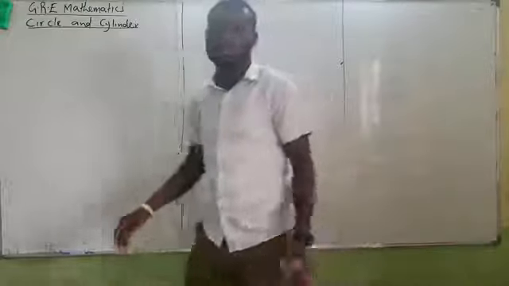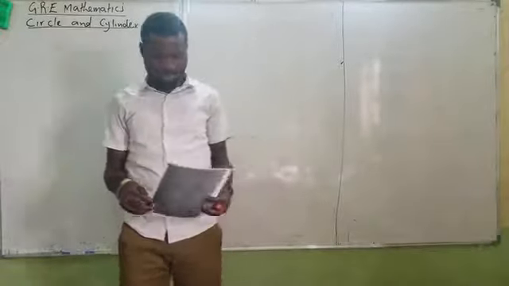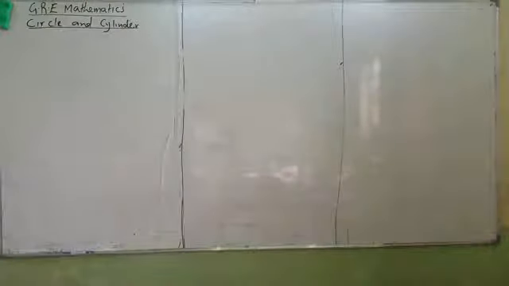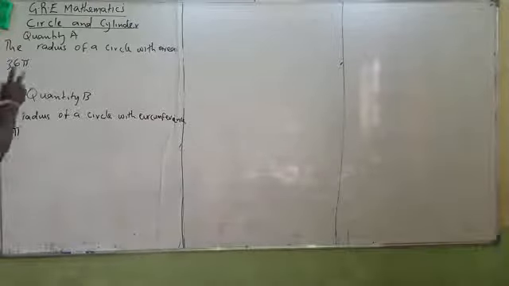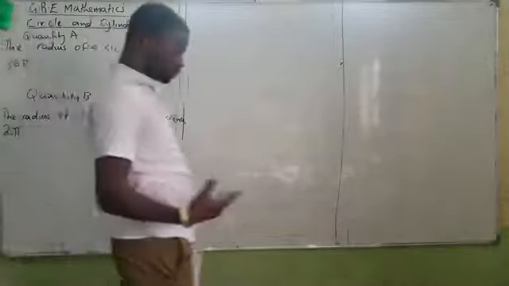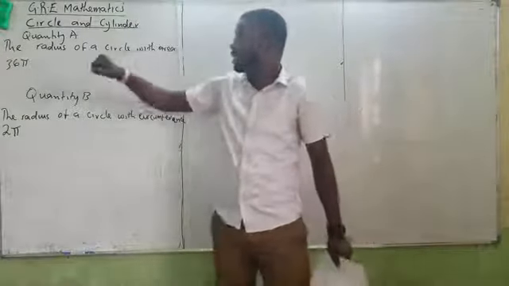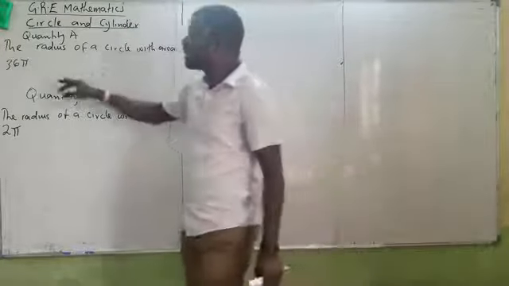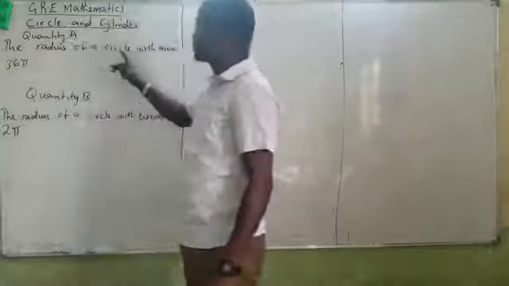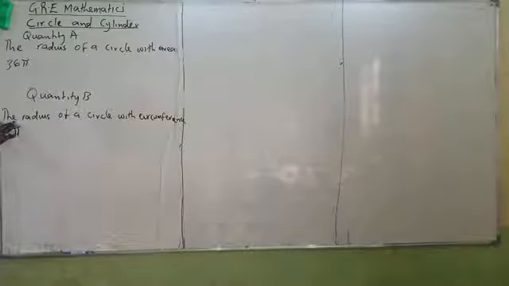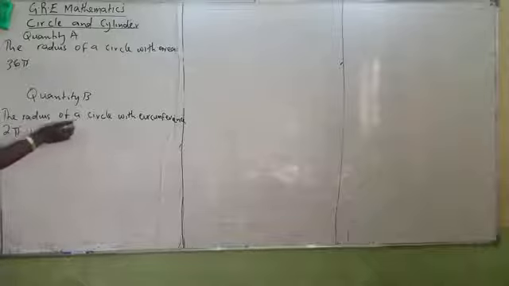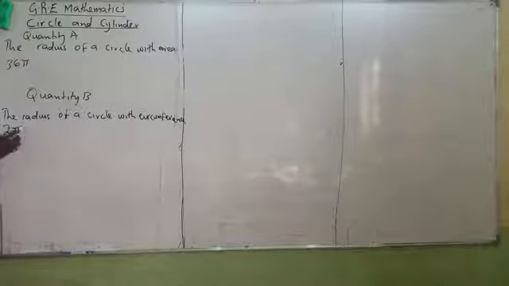Now, let me write out some questions also that will really help us to understand this part very well. I have these questions there. The way they show their question on GRE, they have quantity A, quantity B. Quantity A states the radius of a circle with an area 36 pi centimeter, and quantity B, the radius of a circle with circumference 2 pi.